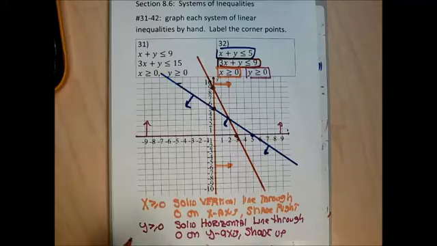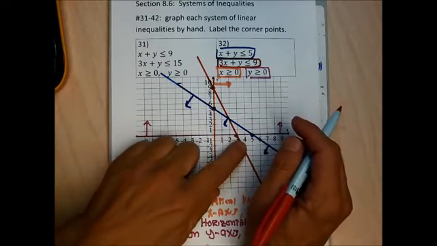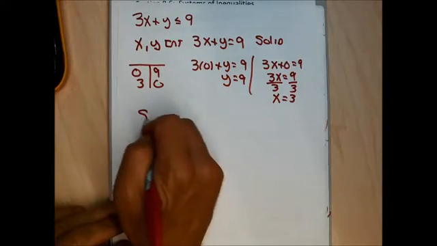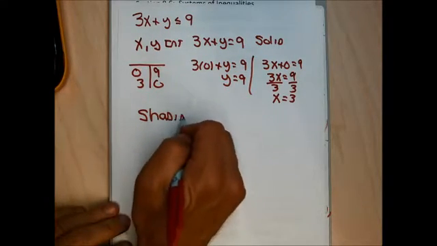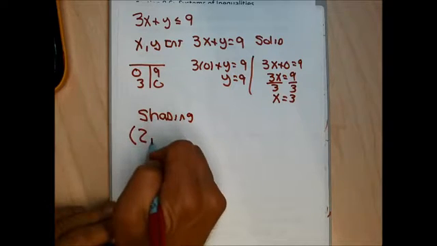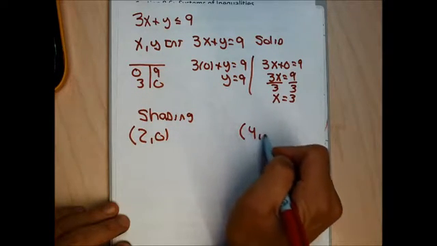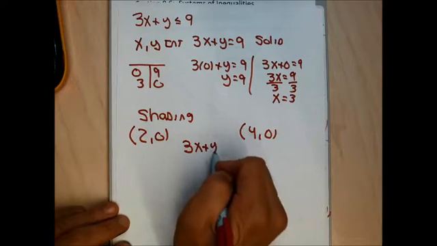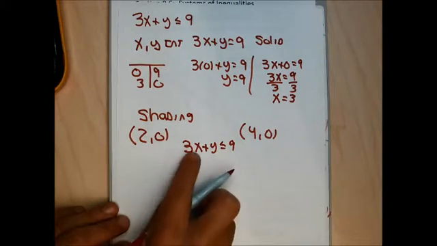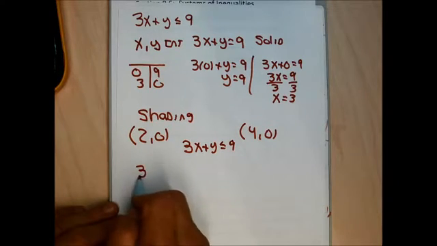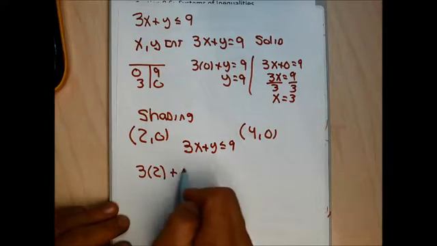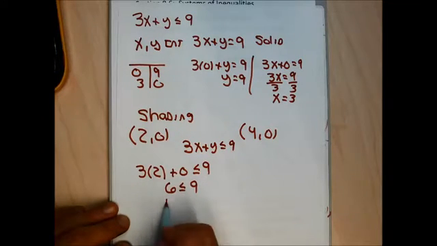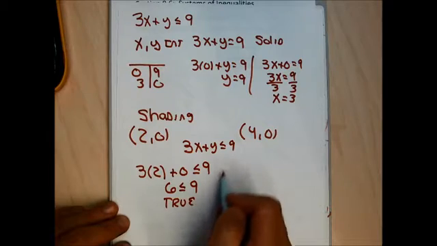Now I'm going to figure out where to shade. For my shading, I need to try (2, 0) and (4, 0), and I'm going to try those in 3x plus y is less than or equal to 9. Plug in 2 and 0 and get 3 times 2 plus 0 is less than or equal to 9. That gives me 6 is less than or equal to 9, and that's true.